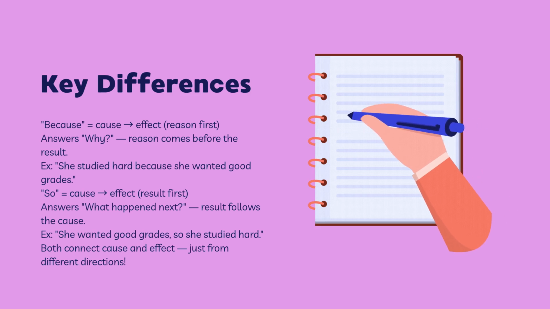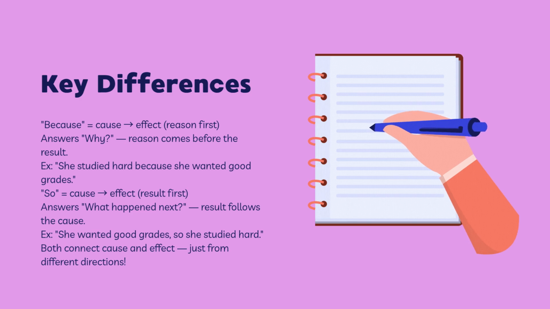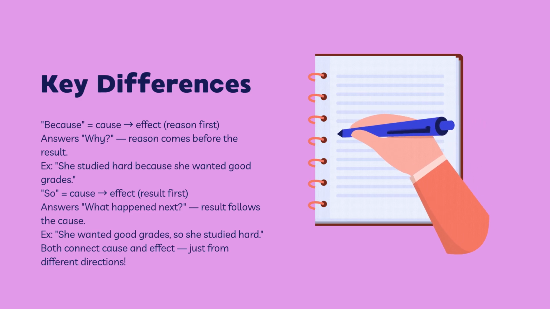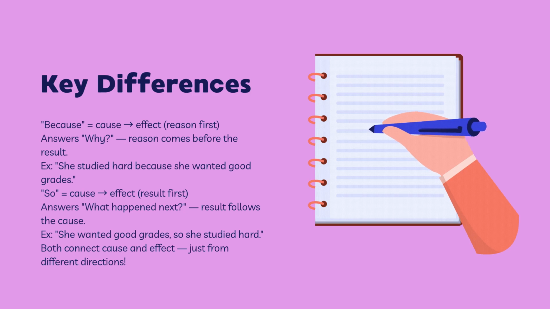For example, she studied hard because she wanted good grades. Here, she wanted good grades is the reason. It explains why she studied hard.